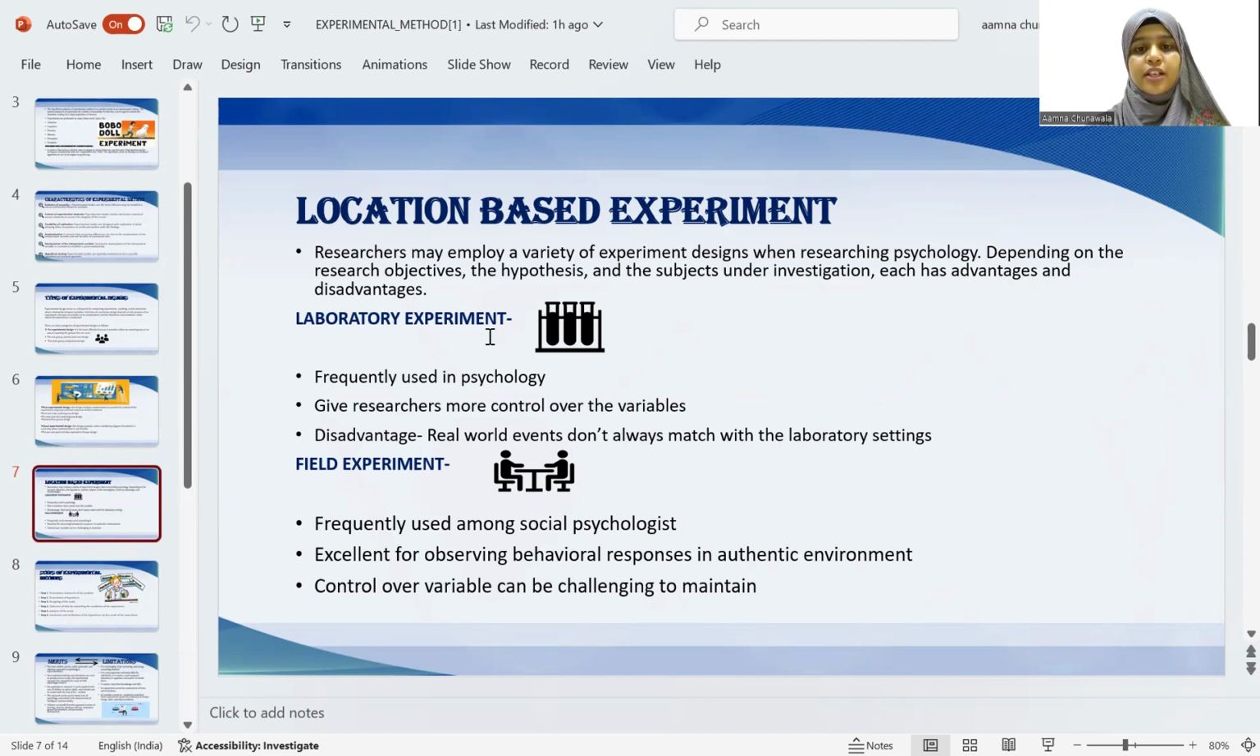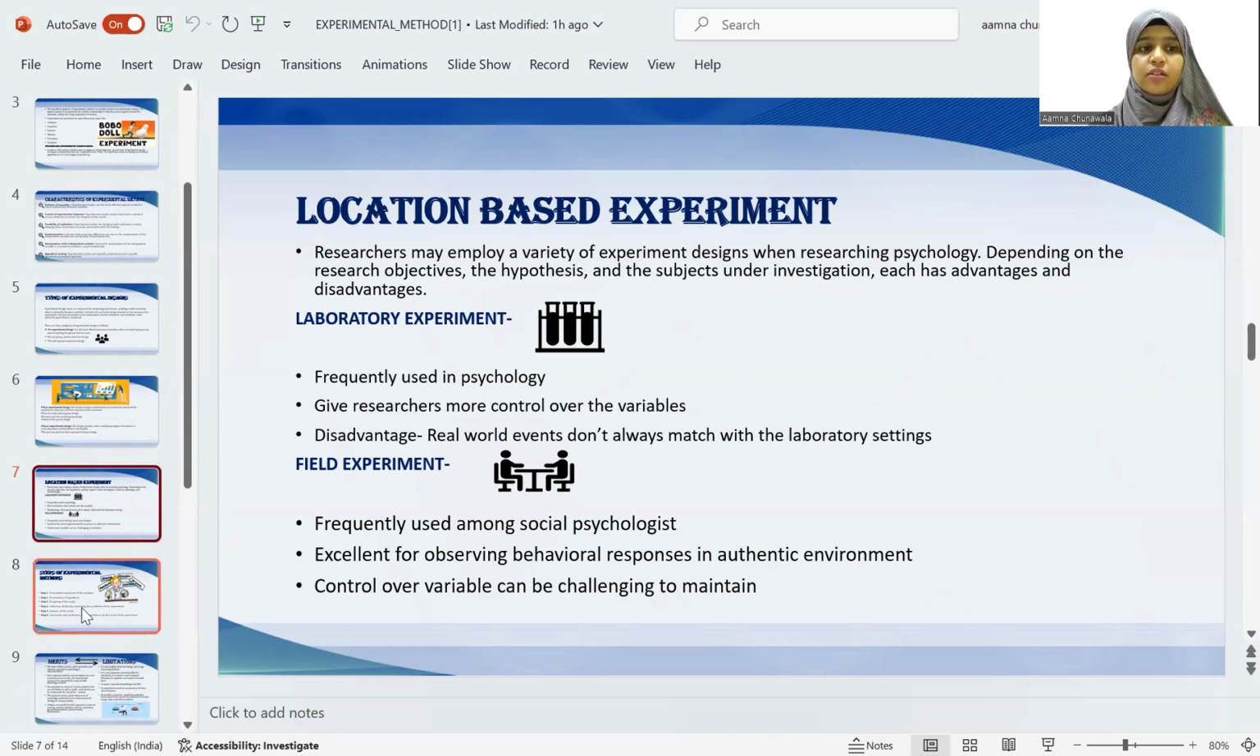Firstly, we will look at the laboratory experiment, which is frequently used in psychology. It gives researchers more control over the variables. But the disadvantage here is that real-world events don't always match with the laboratory settings. The field experiment is frequently used among social psychologists. It is an excellent tool for observing behavioral responses in authentic environments. The control over variables can be challenging to maintain in a field experiment.